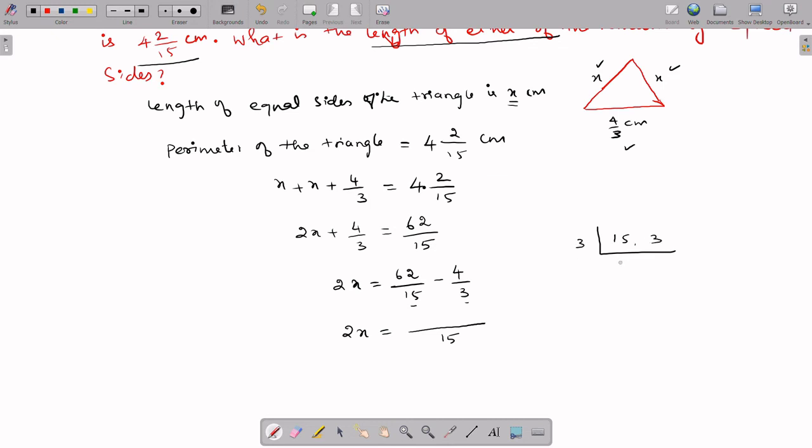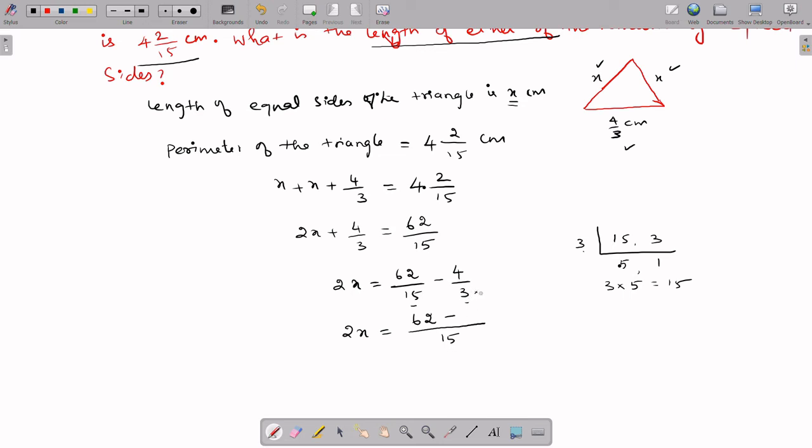Here 15 is 3 times 5, and 3 is 3 times 1. So 3 into 5 is your LCM. 3 into 5 is 15. That is your LCM. So 15 is your LCM, and compare these two terms. Here 15, here also 15. So you write 62 as it is, minus, and here you compare these two numbers.